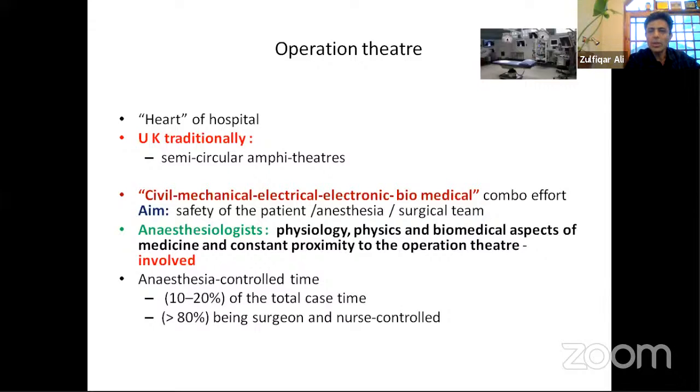The anesthesia control time in an operating room is around 10 to 20% of the total case time, and it's mostly the surgeon control time. That's the operating time, which is more than 80%. But the 20% time that the anesthesiologist spends is like landing and taking off an aircraft, and very crucial stages are involved. So once we design an operating room, both the requirements of the anesthesiologist and the surgeon have to be adequately addressed.